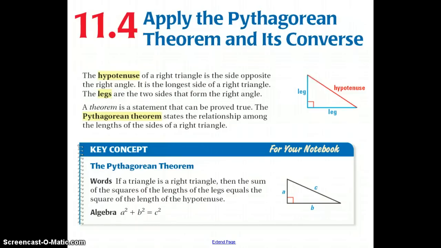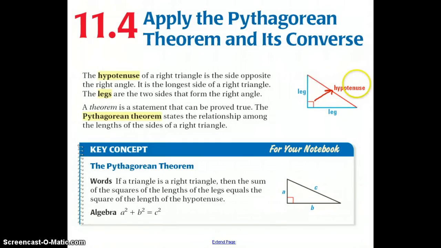We have a hypotenuse, which is always the longest side, and it's always going to be across from the 90-degree angle. And then we have two legs of a triangle. So the hypotenuse is always going to be the longest one, and of the two legs, one could be shorter, one could be longer, depending on what we have. They could also be the same length, but the main thing is the hypotenuse has to be the longest side.